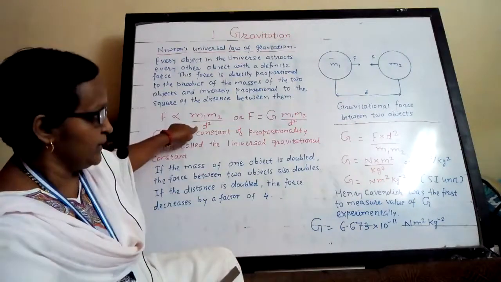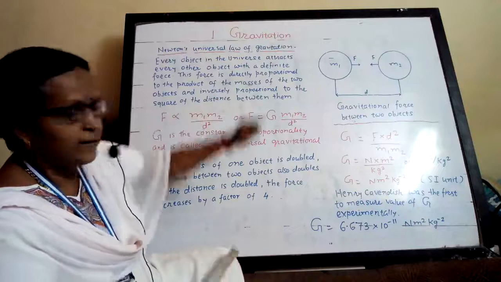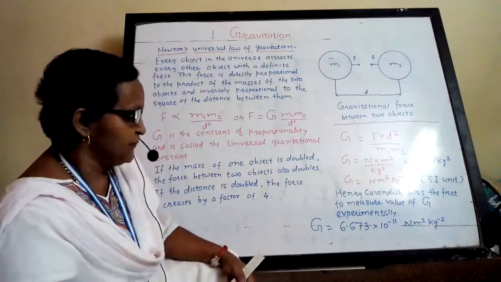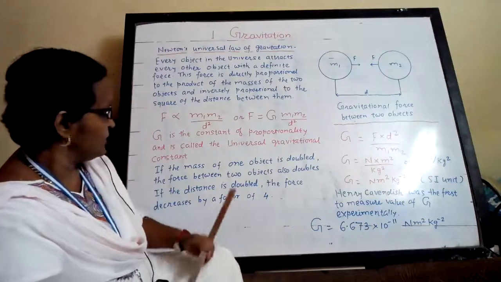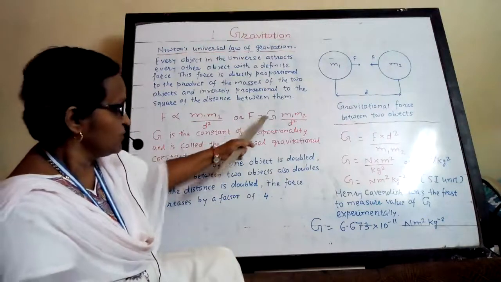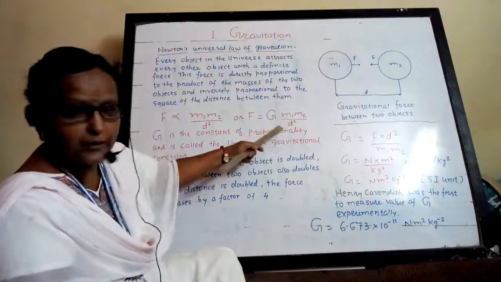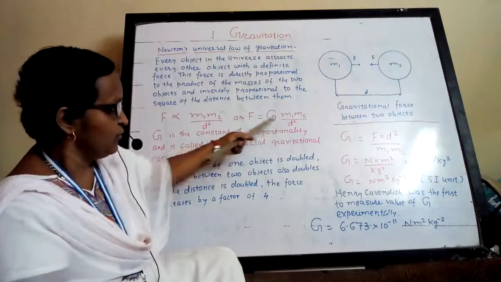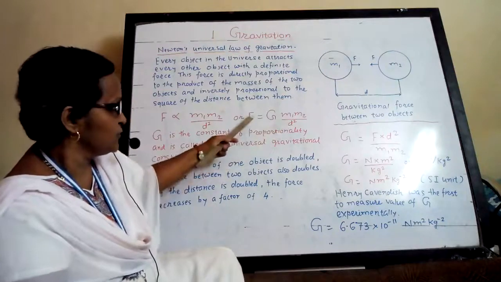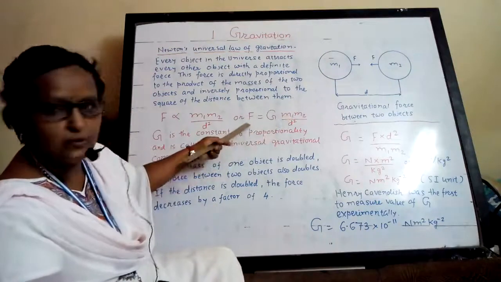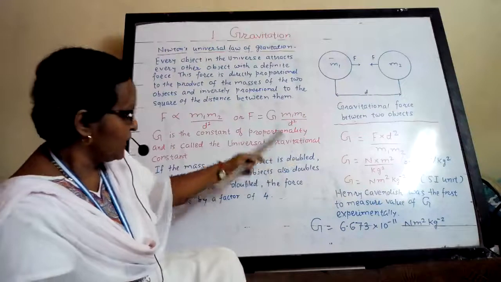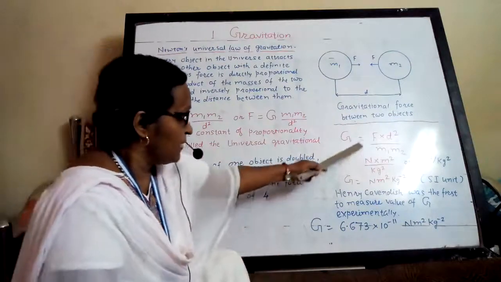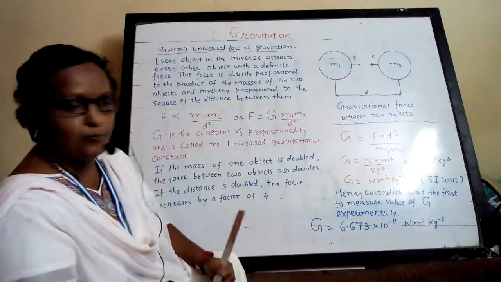Now, Henry Cavendish first calculated the value of G. F is equal to G m1 m2 upon d square. Then if we want to calculate G, mathematically, d square will come to this side and m1 m2 to the denominator. Accordingly, G is equal to F into d square upon m1 m2.